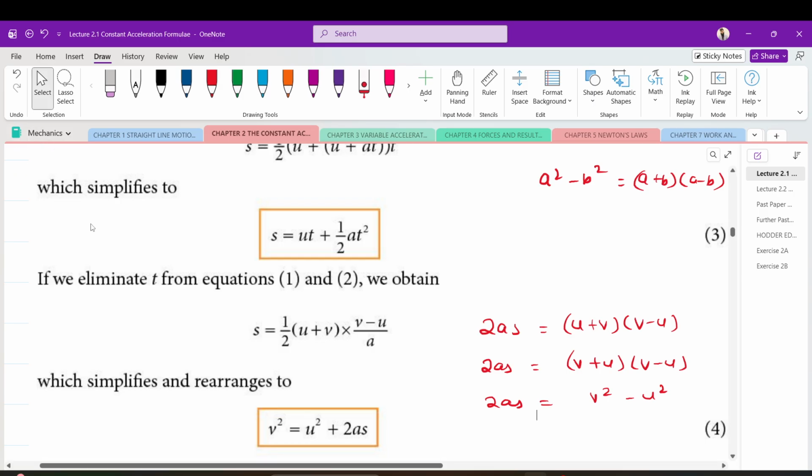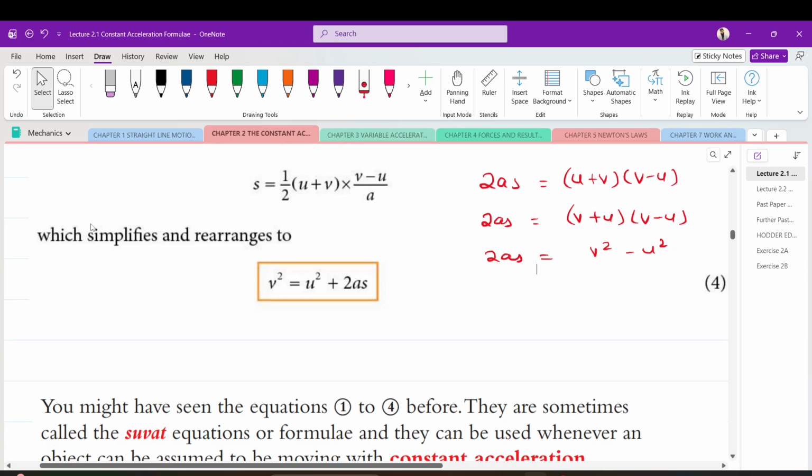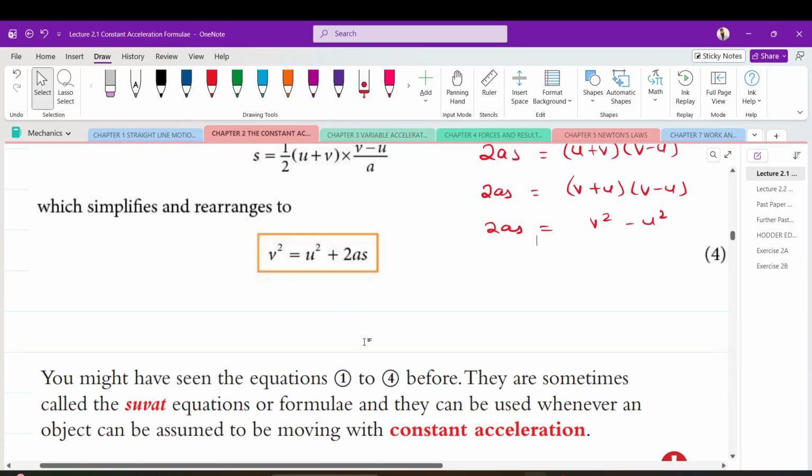So now these are our 4 equations of motion. You might have seen equations 1 to 4 before if you have studied A-level physics or are studying it, or you will come across them in future. They are sometimes called the SUVAT equations or SUVAT formulae, and they can be used whenever an object can be assumed to be moving with constant acceleration.